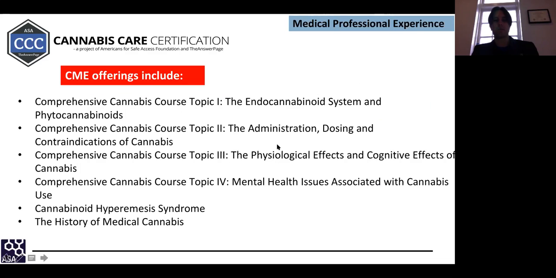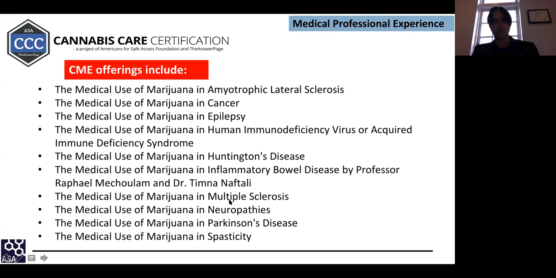So here's some examples of the things that are offered on the site. You have the endocannabinoid system and phytocannabinoids, administration and dosing, physiological and cognitive effects, mental health issues associated with cannabis use, cannabis hyperemesis syndrome, the history of medical cannabis, and the list goes on, including studies in ALS, cancer, epilepsy, HIV, AIDS, Huntington's disease, IBS or inflammatory bowel disease, multiple sclerosis, neuropathic issues, Parkinson's disease, spasticity. A lot of the neurodegenerative disorders are covered.